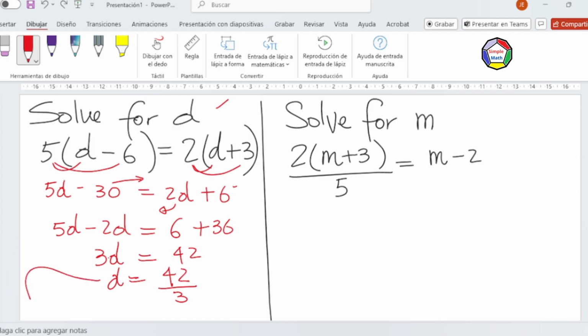So in other words, I will copy here because I have space. I have that D is equal to 42 divided by 3, which is 14. That's the way we solve this kind of exercise. Now let's solve this one.